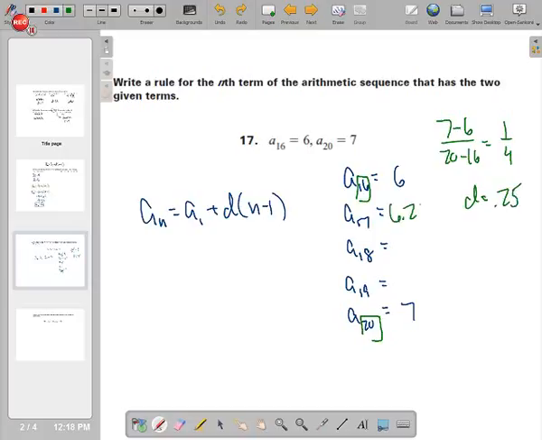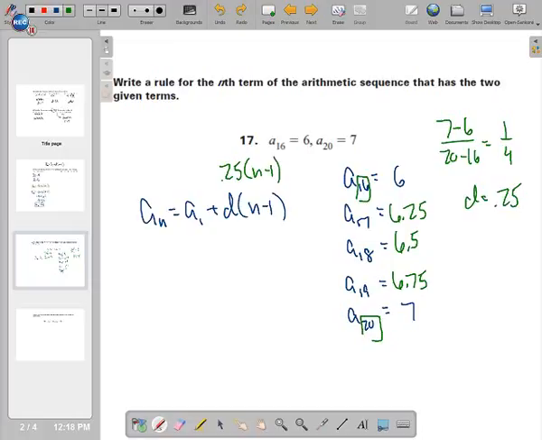So this would be 6.25, this would be 6.5, this would be 6.75. And then you add 0.25 more, and you get 7. So I feel good about those terms. I know the common difference. This is 0.25. But I still don't know the original term, a sub 1.